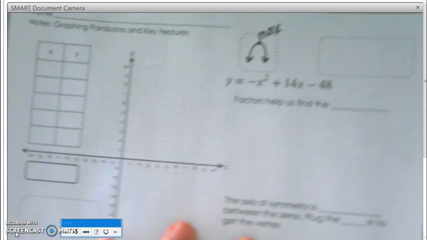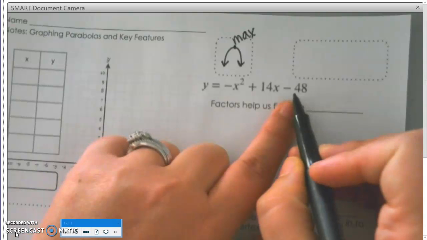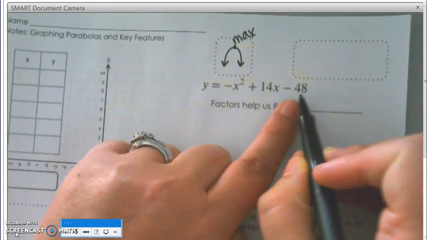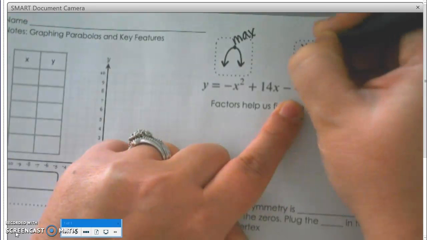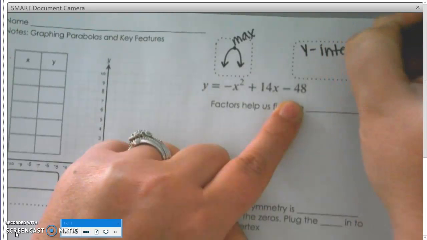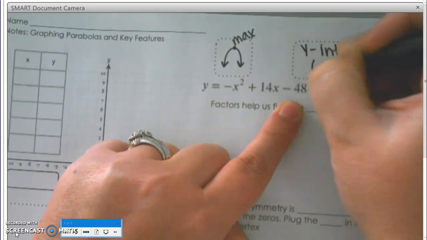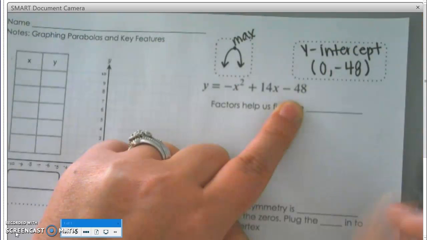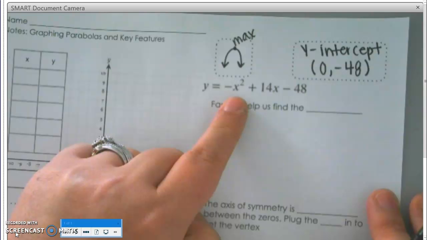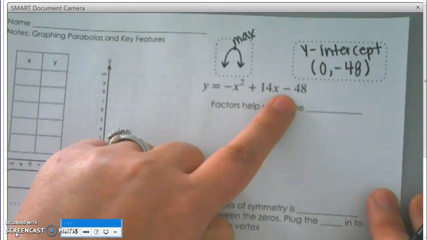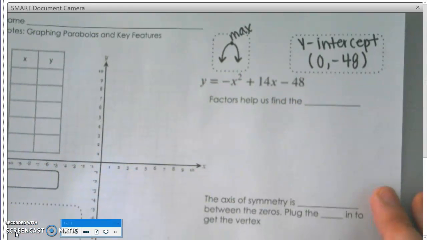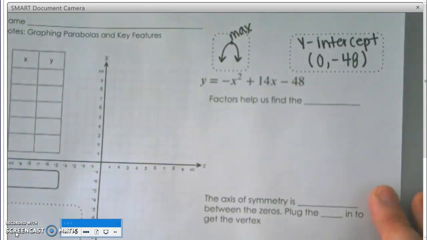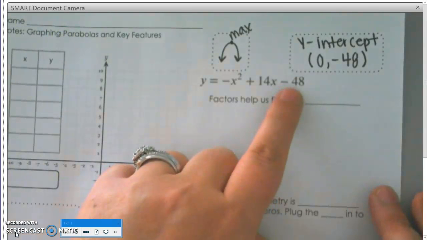The other thing that I can tell from the equation is the y-intercept. Whatever that last number is, the constant, that is the y-intercept. It will be the point 0, negative 48, because if I plug 0 in for x, those terms would be 0, it would just be minus 48. Now that's not helpful for this particular problem because my graph only goes up to 10 and negative 10, but it's important to know that I can get the y-intercept from the equation by looking at the number at the end.